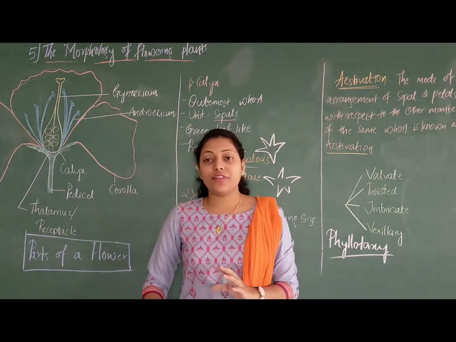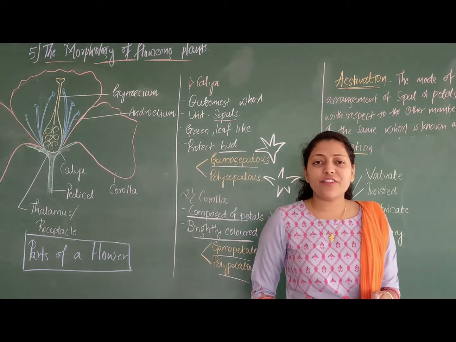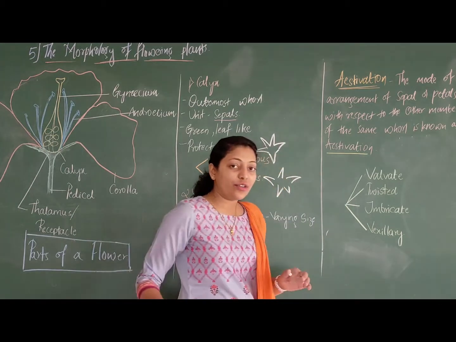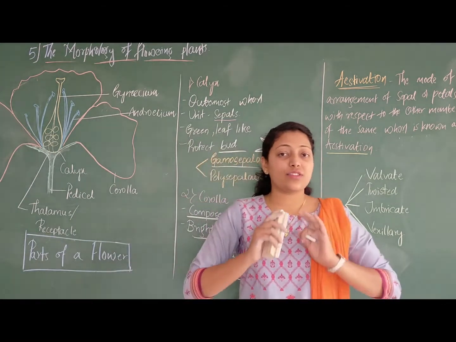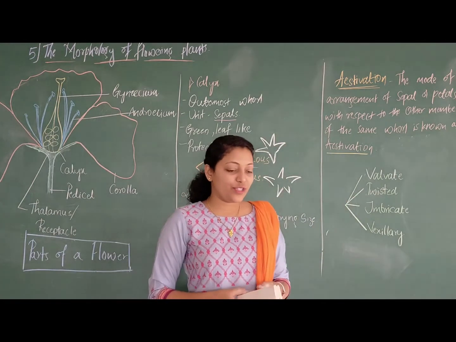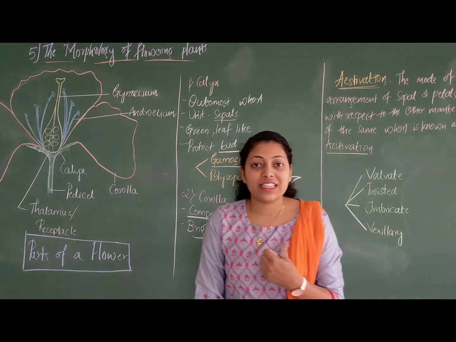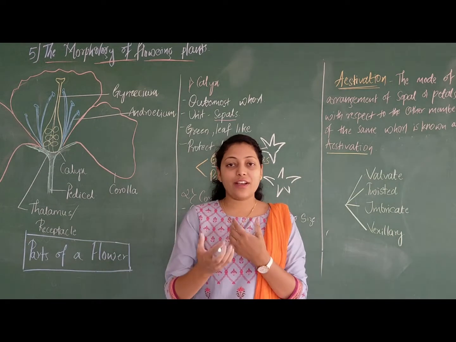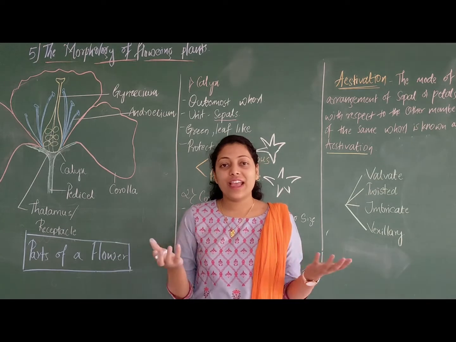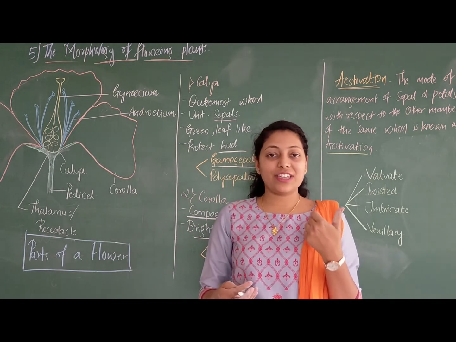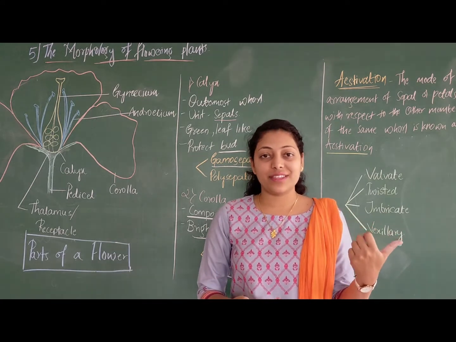Whereas when we come to the flower, aestivation refers to the arrangement of calyx and corolla on the floral axis or a floral bud. Here a lot more confusion is created, because we heard the word aestivation in the animal kingdom too, right? We heard about aestivation and hibernation in the case of animals.